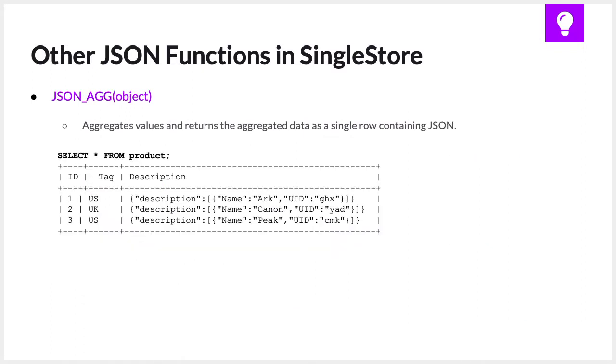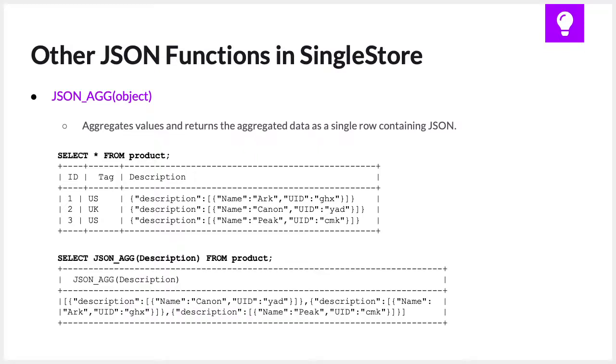Another very useful JSON function is the JSON_AGG function, which, as its name suggests, aggregates data from your table into a JSON object. And because the function is aggregating data, we can always expect just a single row to be returned. So looking at the values in this product table, if we were to select the JSON_AGG function and provide the description column as the argument, the result will be a single row with each of the values in the description column packaged in a JSON array, as we can see here.